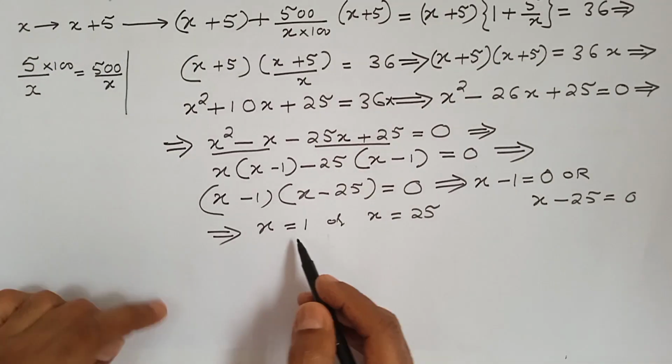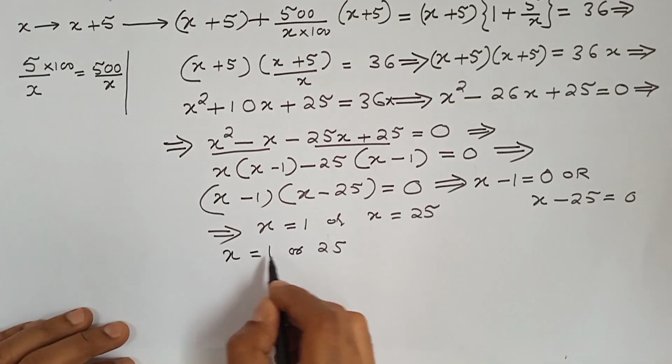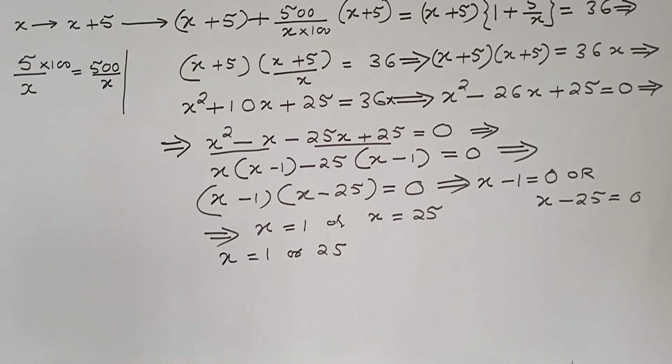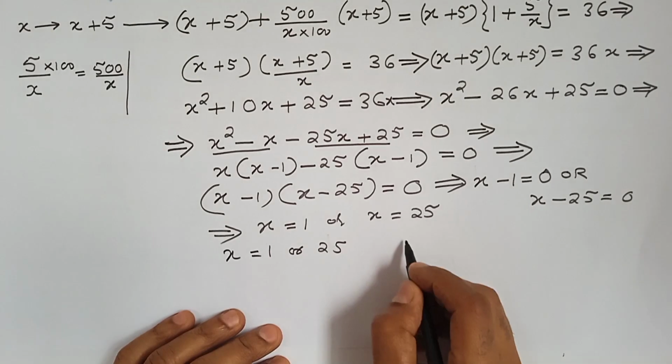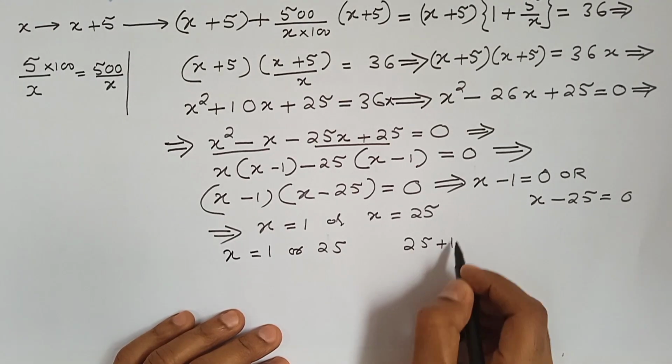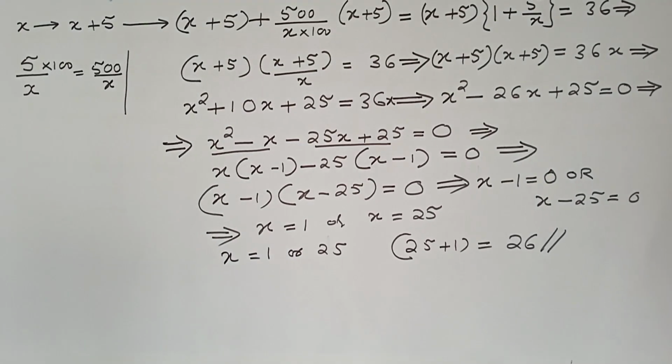So these are the two numbers referred to in the data given to you. Rather, these are the two numbers given in the problem, and we have identified the numbers. Finally, they want us to add up these two numbers. That means 25 plus 1 equal to 26. So this is the final answer to the question.